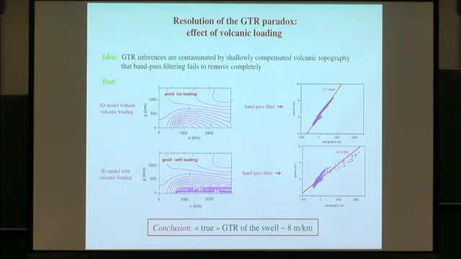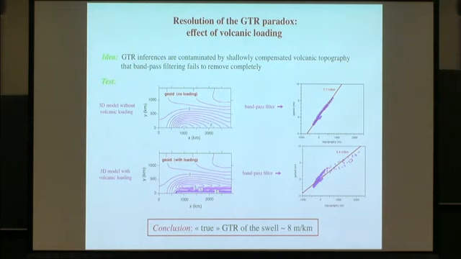However, there's a problem there. And the idea here is that the GTR inferences made in that way are contaminated by shallowly compensated volcanic topography that bandpass filtering fails to remove. In fact, the lower limit of the bandpass filter that Marks and Sandwell applied was about 400 kilometers. And at that length scale, you've still got an important effect of the flexure of the lithosphere and the presence of the volcanic islands that causes trouble for you.